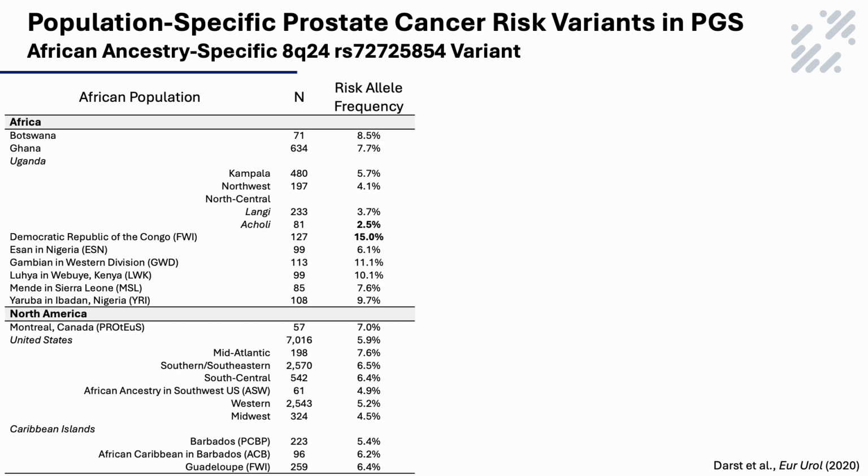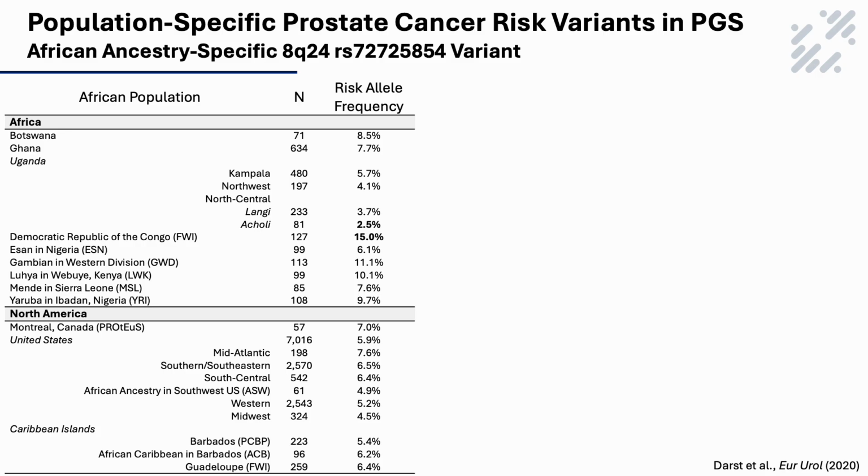We also found that the risk allele frequency of rs727 was highly variable between different African ancestry populations, with the lowest risk allele frequency being about 2.5% in Acholi men from Uganda, and the highest being about 15% in men from the Democratic Republic of the Congo.